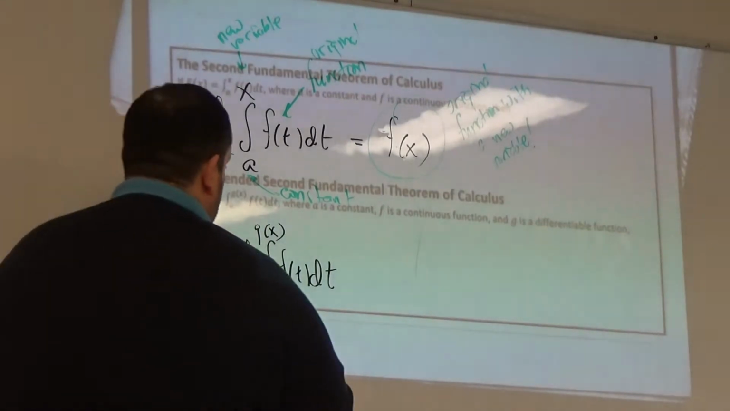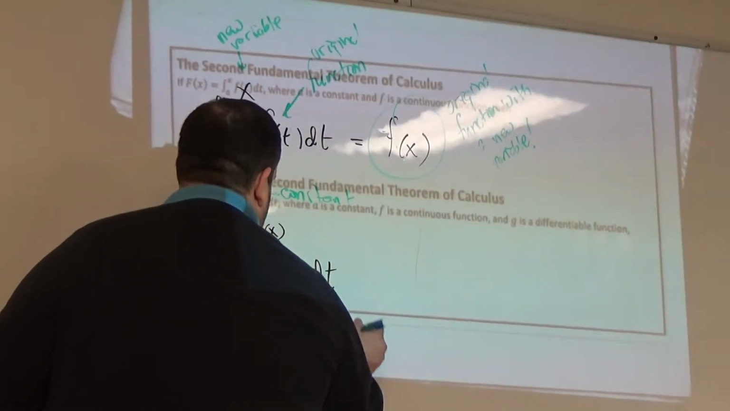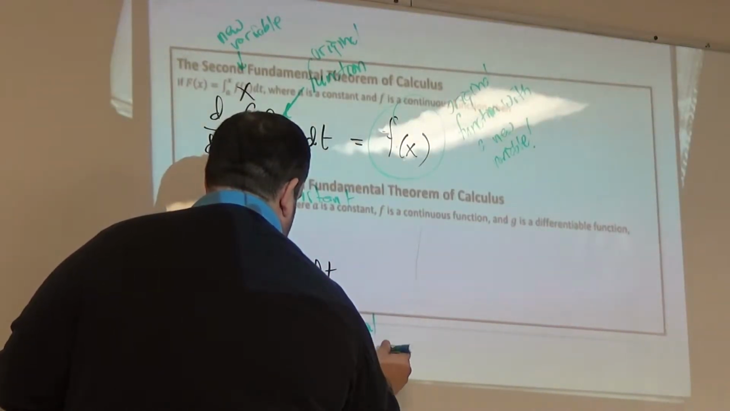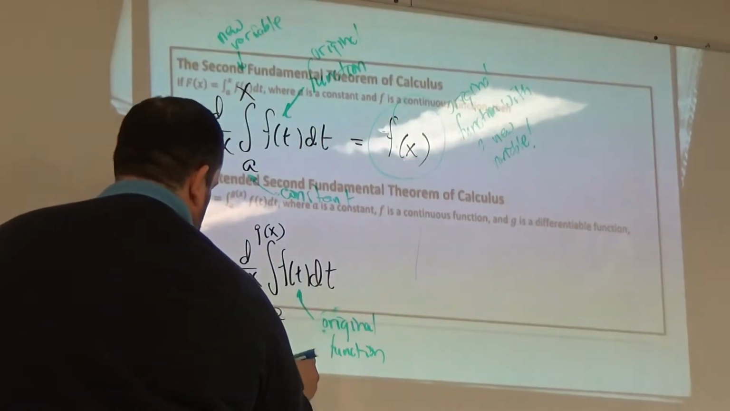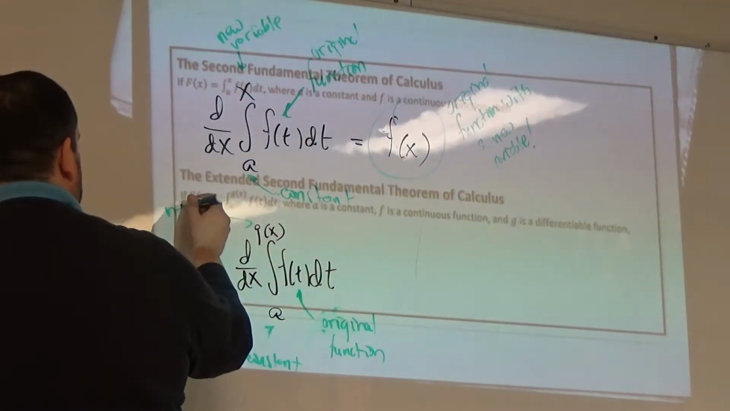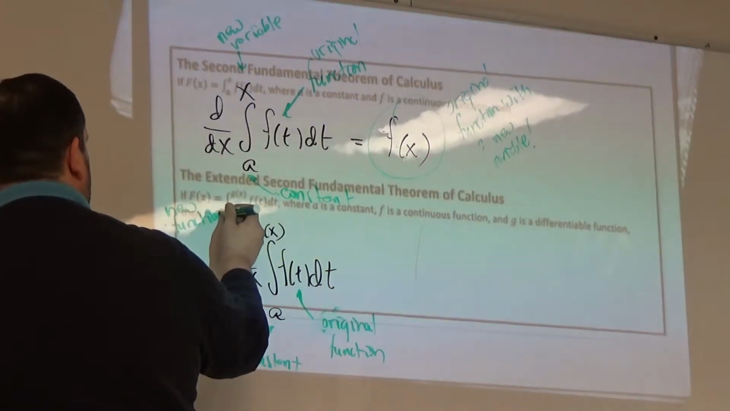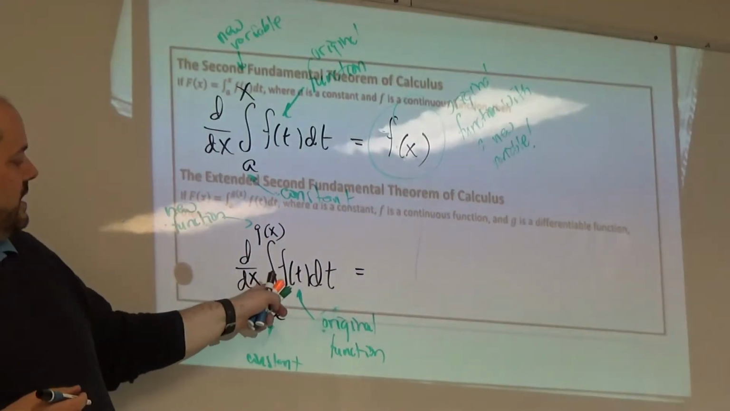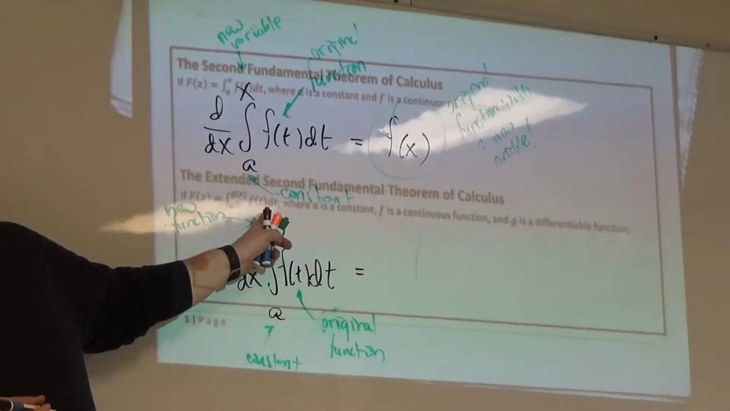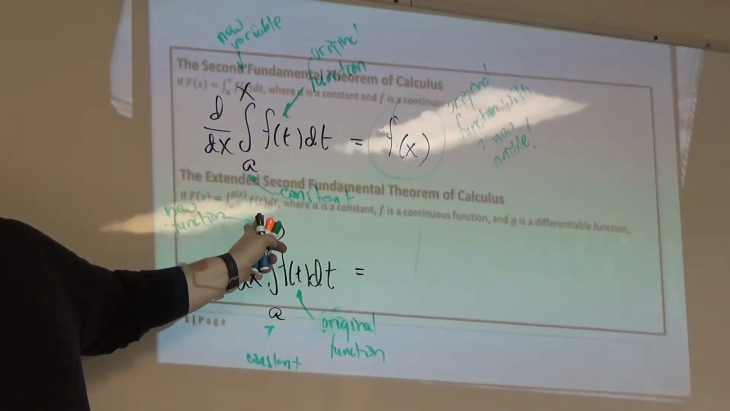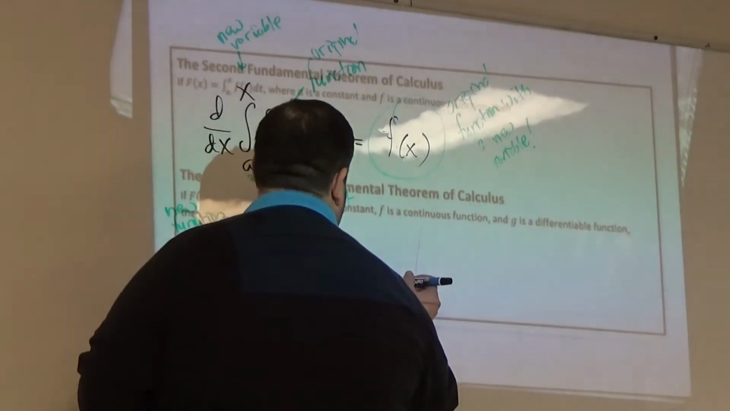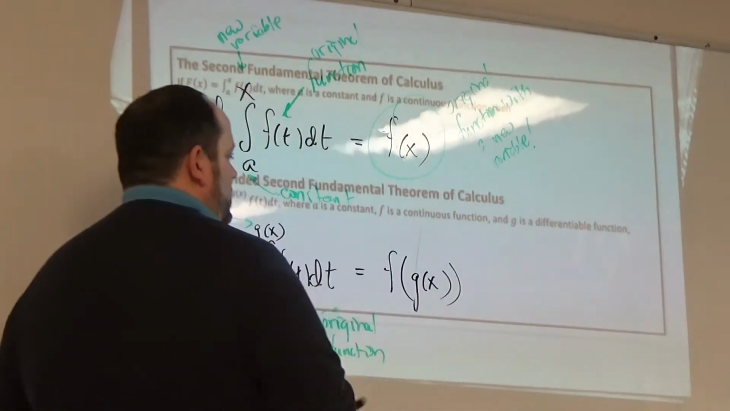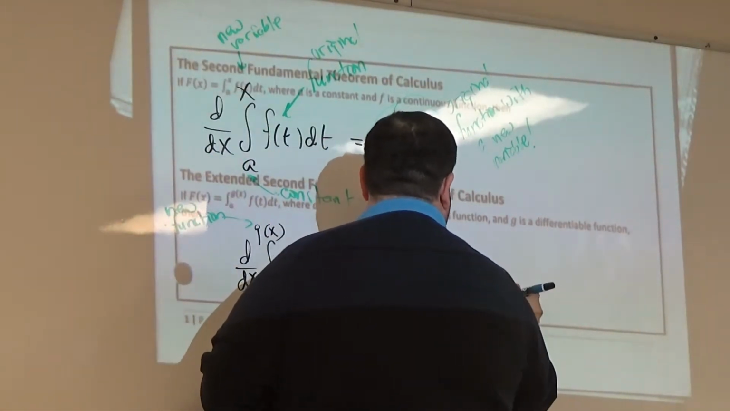So let's label all the pieces here. The f of t is the original function. The a is a constant. The g of x is a new function, that final answer. It's the derivative of the integral of a function from a constant to a new function. Look what happened over here. It's f of g of x, times g prime.